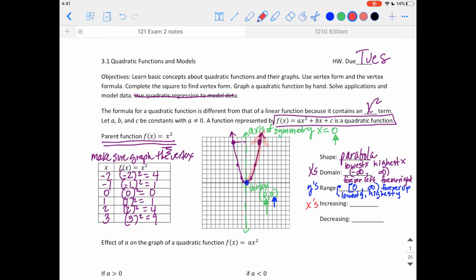So for that part of the graph that I highlighted, my lowest x is technically this x right here. So it's going to be 0 because it's the leftmost part of the highlighted part of the graph. And the rightmost part of the highlighted graph goes forever to the right. So it's going to be infinity. And I'm going to put here forever right.